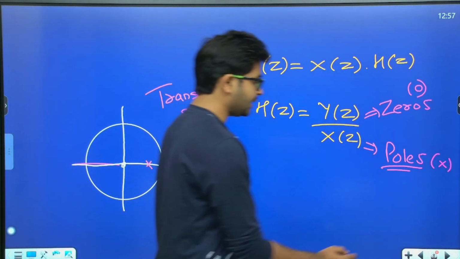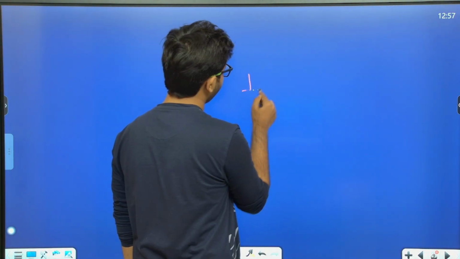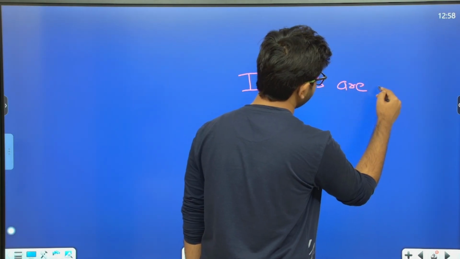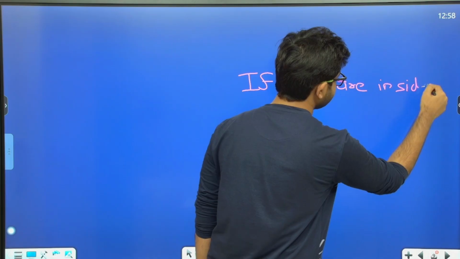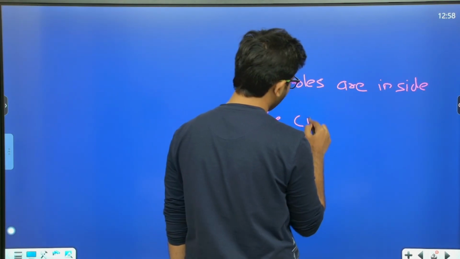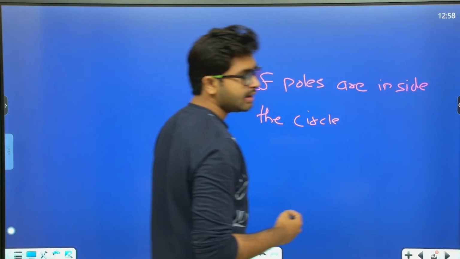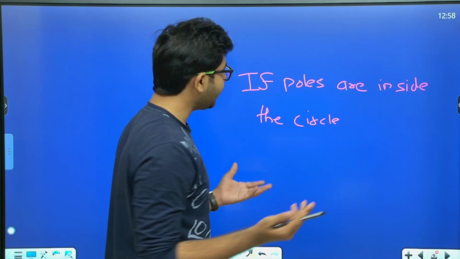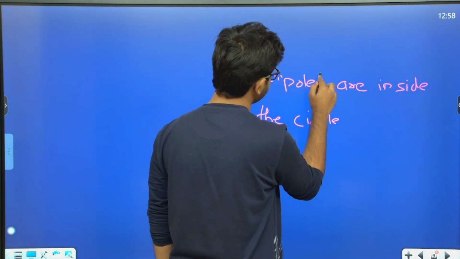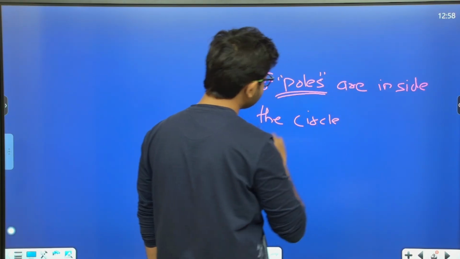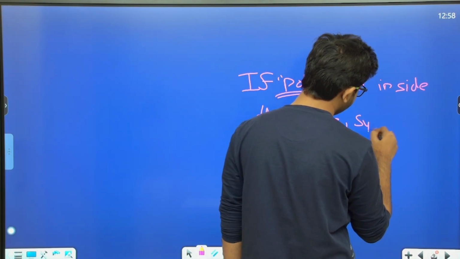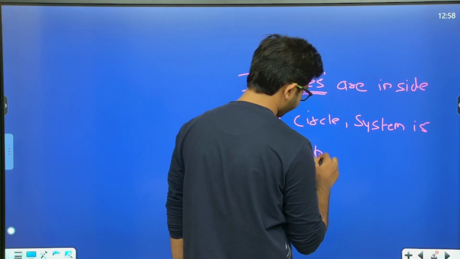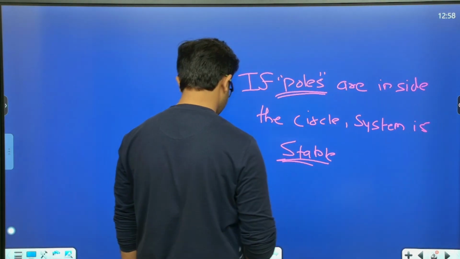If the poles are inside the circle, I will write here: if poles are inside the circle, not the unit step. It is not necessary that the circle will always have magnitude 1. It can have any magnitude. But what is important is the poles. If the poles of that system are inside the circle, then the system is stable. This is the condition for stability.